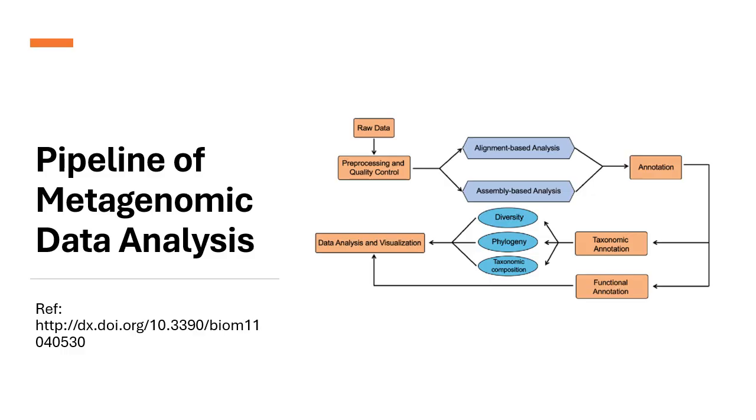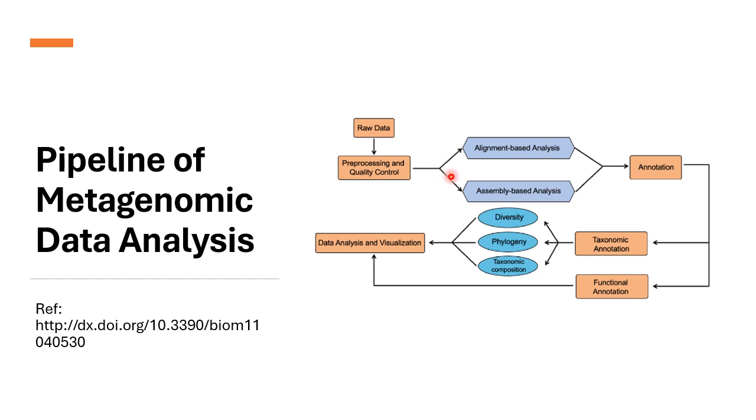This flowchart describes the main steps in metagenomic analysis, starting from the raw sequencing data typically obtained from microbial communities, and then moving on to pre-processing and quality control, which ensures the data is clean and ready for analysis by removing low quality reads or any kind of contaminants. And then moving on to alignment-based analysis or assembly-based analysis.